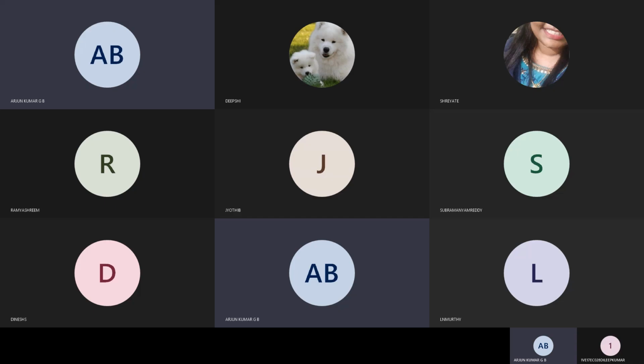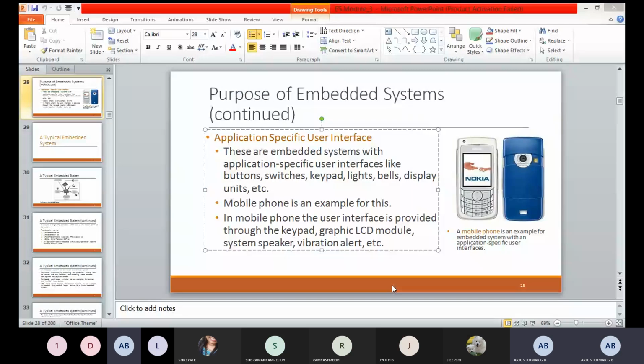See the next purpose: the application specific user interface. Examples are buttons, switches, keypad, light, bell, display unit, etc. Based on your application, we can use these components like buttons, switches, keypad, lights, bells, display units. A mobile phone is an example for application specific user interface. In a mobile phone, the user interface is provided through the keypad, speaker, and vibration alert, etc.